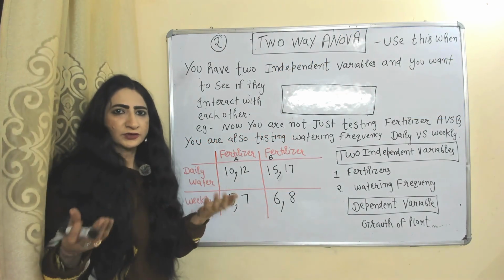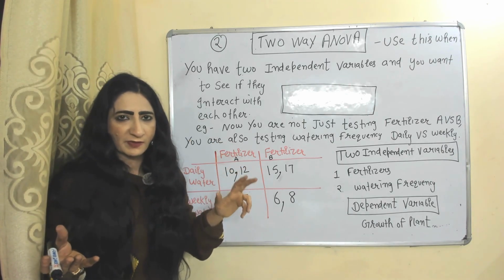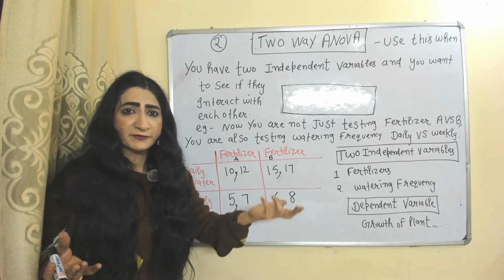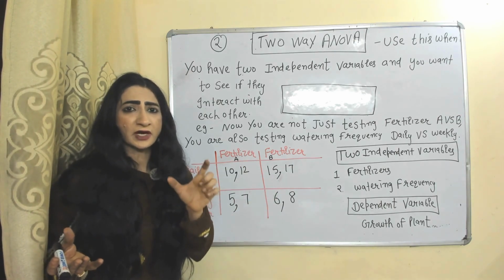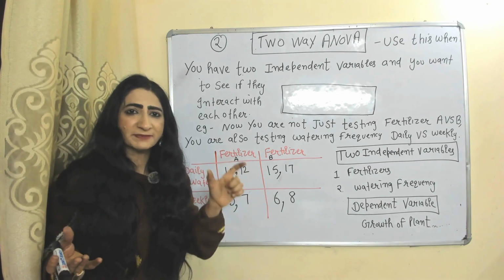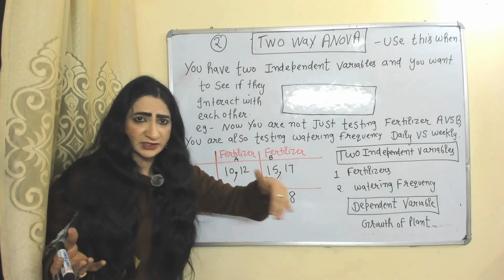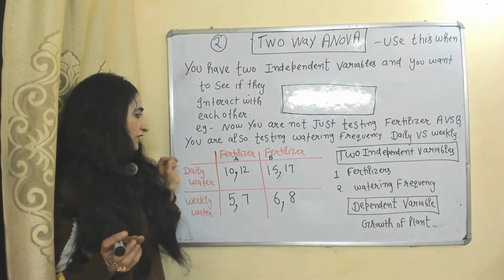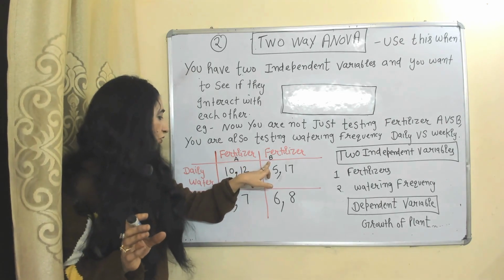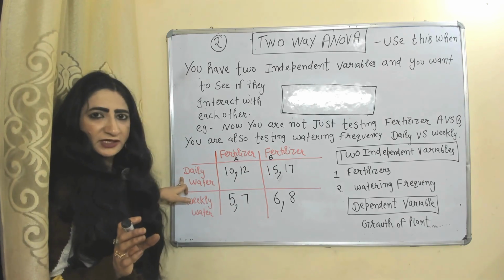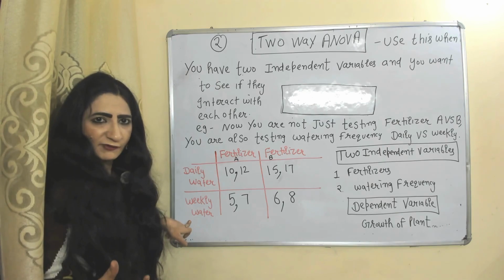Two-way ANOVA. You use a two-way ANOVA when you have two independent variables and you want to see if they interact with each other or not. For example, now you not only have fertilizer A versus B, you also have watering frequency, daily watering and weekly watering.